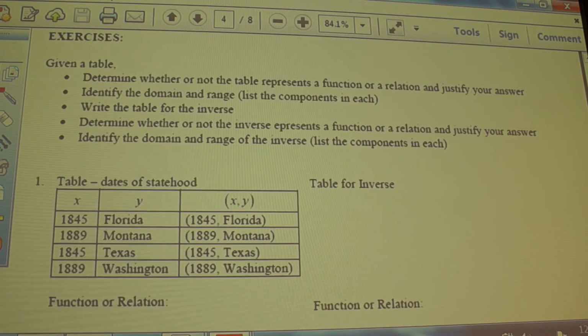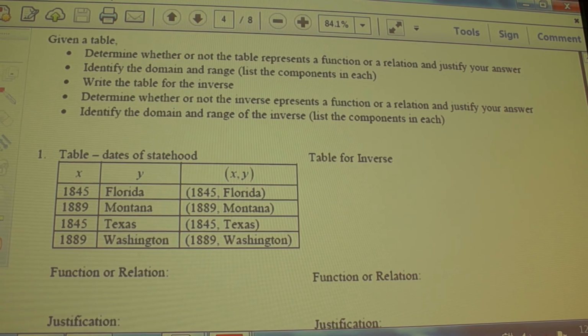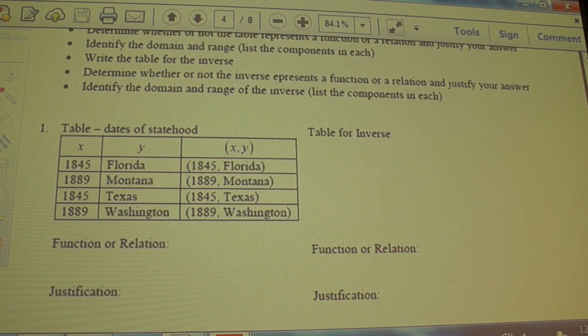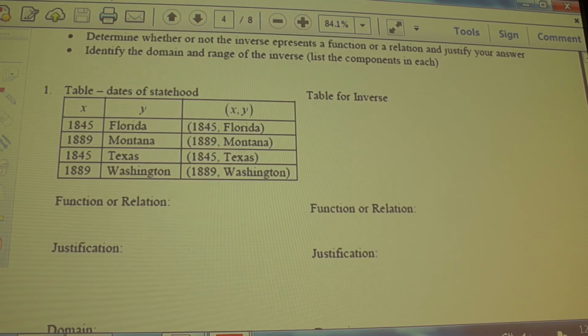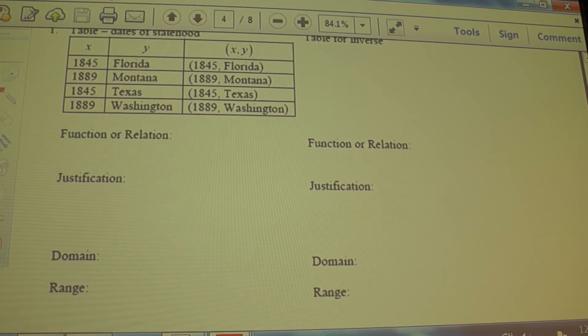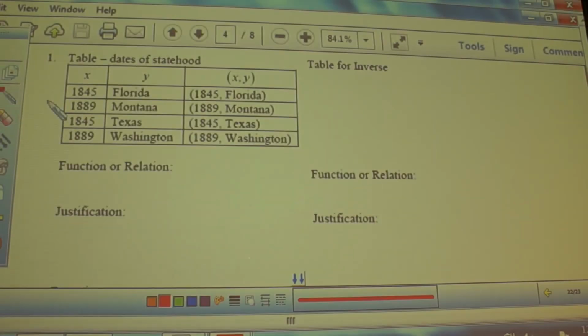All right. Exercises. Given a table, determine whether the table represents a function or relation. Justify your answer. Find your domain and range. List the components in each. And then write a table for the inverse. Say whether or not the inverse represents a function or relation and say why. And then write down the domain and range of that. Okay, so I'll do the first one with you guys.